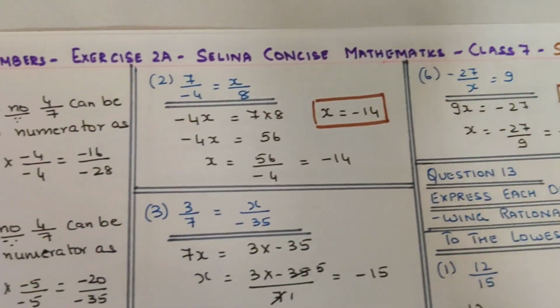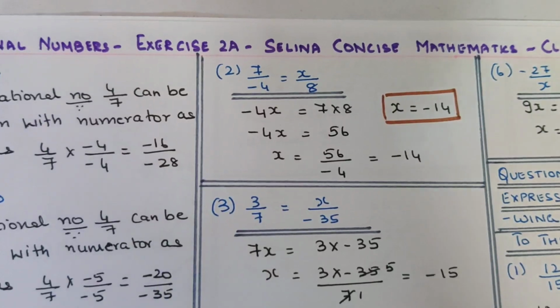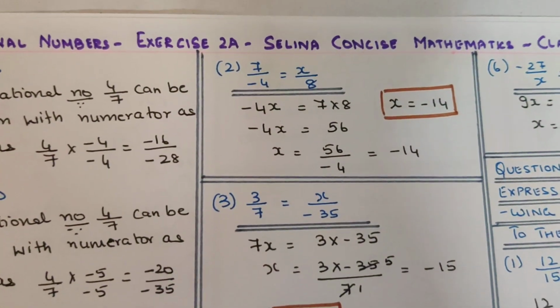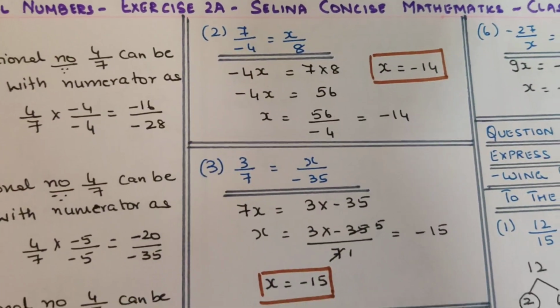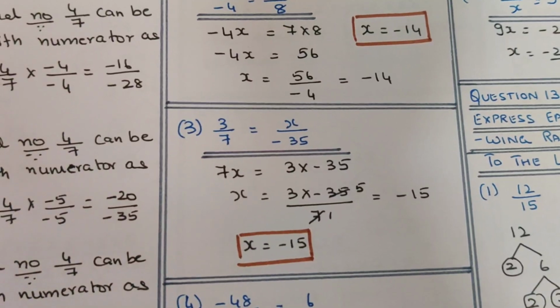Let's move on to the second sum. 7 by minus 4 is equal to x by 8. Again cross multiplication. Minus 4x is equal to 7 into 8. Minus 4x is equal to 56. x is equal to 56 by minus 4. That's equal to minus 14. Therefore, x is equal to minus 14.